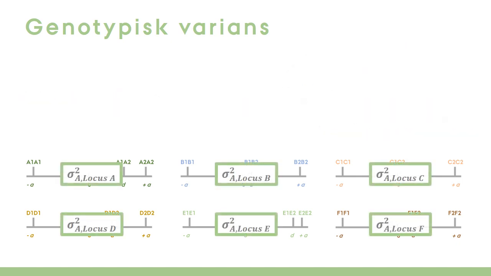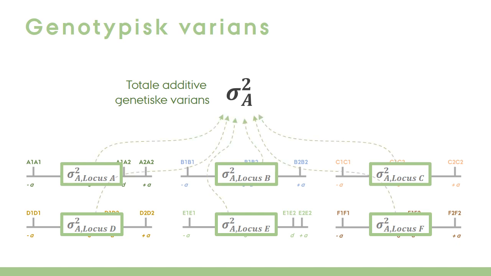So now imagine we have these 6 loci down here, and each of these loci has a small little additive genetic variation that they explain. Here's our total additive genetic variation. And altogether, if they're independent, they add up together to the total additive genetic variation.